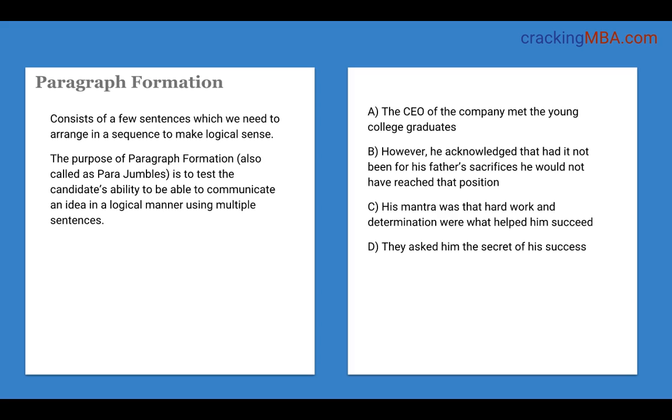So if we want to sequence them in a particular order, first of all, we should identify the set of sentences and the order in which we need to construct them so that we can form a logical paragraph. A is the first option: the CEO met the young graduates. D follows, which says they asked him the secret of his success, followed by C, which says his mantra was that hard work and determination were what helped him succeed. And then it concludes with B, he acknowledged. So the correct sequence is A, D, C, and B. If you read out the sentences in that order, you can find that it makes a clear and logical construction to form a paragraph.